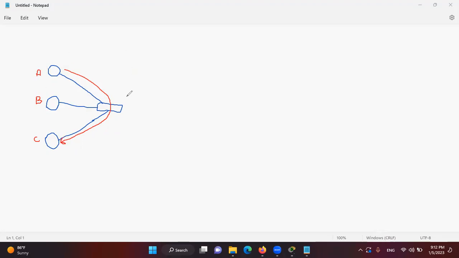There's a rule. The network part of the IP address must be the same in both computers, and the subnet mask should also be the same. If the network segment and the subnet mask are the same, these computers can be connected using a switch.